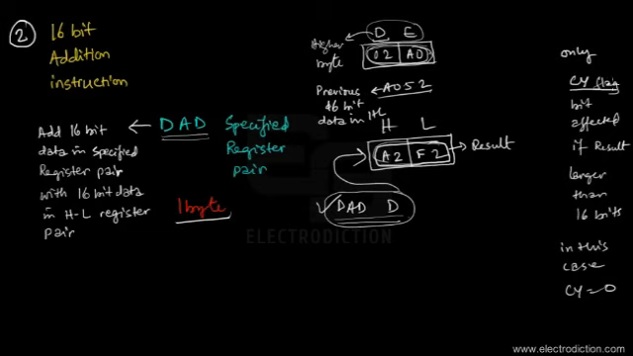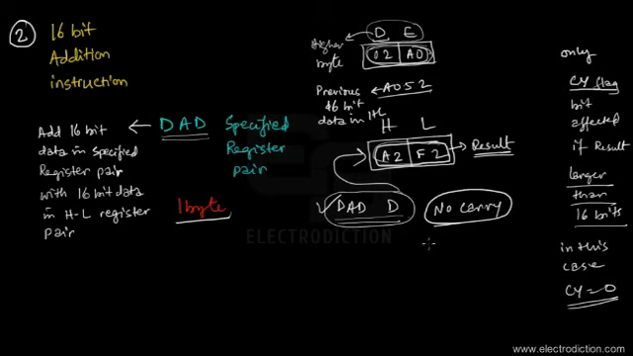The carry flag is basically set only if this result is larger than 16 bits. But in this example, since the result is 16 bits only, it's not larger than that, so the carry flag is 0 because we don't have any carry. So this addition doesn't produce any kind of carry bit, and that's why the carry flag remains set to logic 0 level.